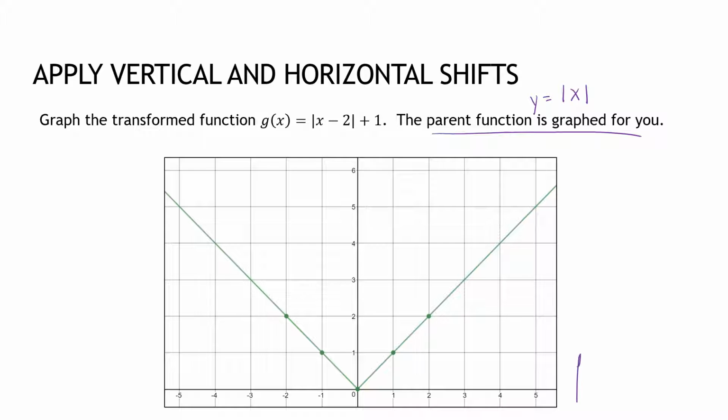I want to know what happens for this function, and of course I could cheat and just go in there and graph this equation in Desmos and then copy that graph over. But it's really important that you know how to do this, because sometimes I don't give you the parent function, I only give you the points, and you need to know how to deal with that.